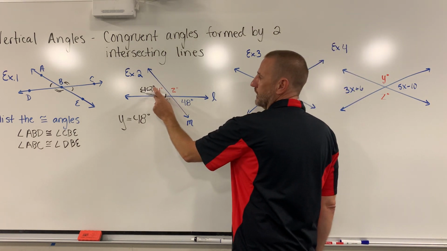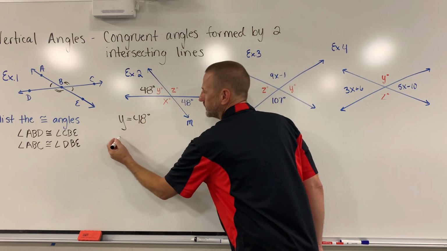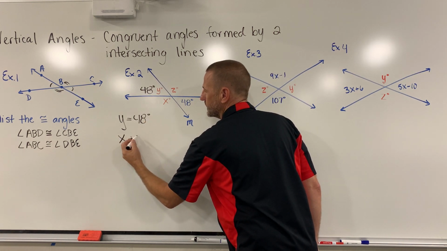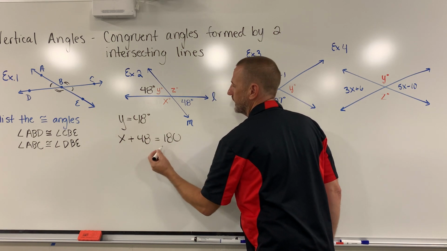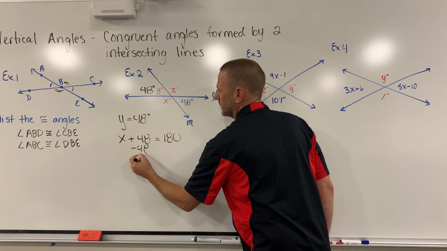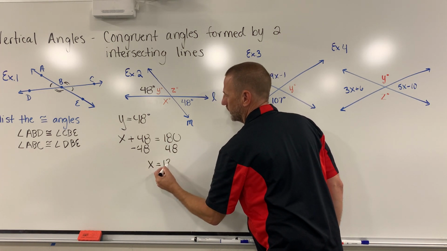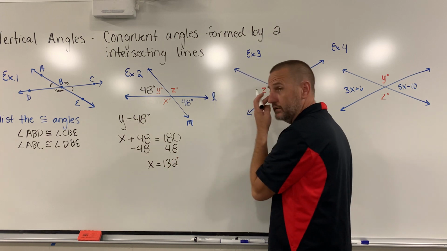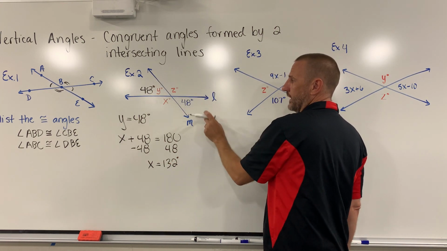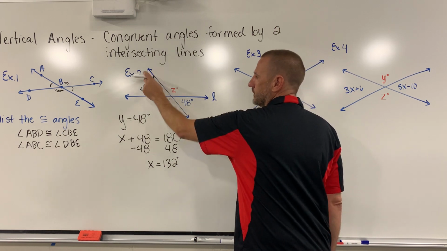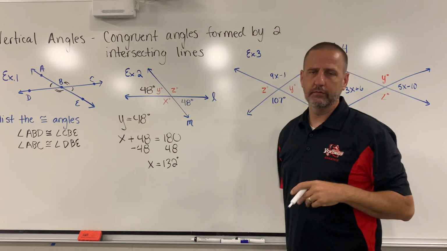So I know that if this is 48, then X, for example, X and 48, I'll just write it out as a math equation for us. X plus 48 has to equal 180. So I can just take 48 and X is equal to 132 degrees. Now I could have done this with 48 and Z, Z and 48, or X and 48, or the Y and 4, or that one there, I'm sorry.